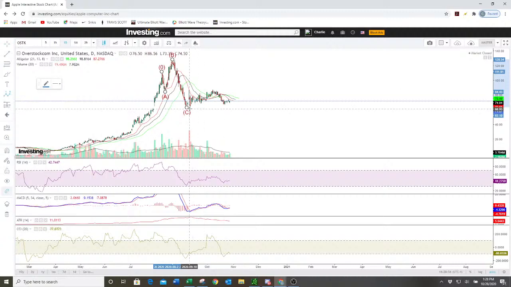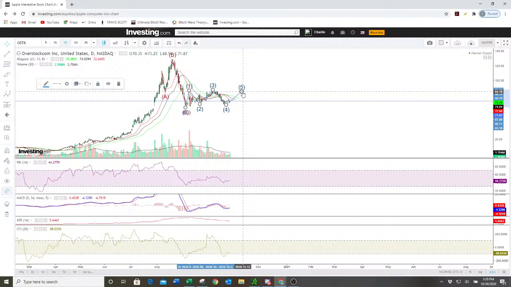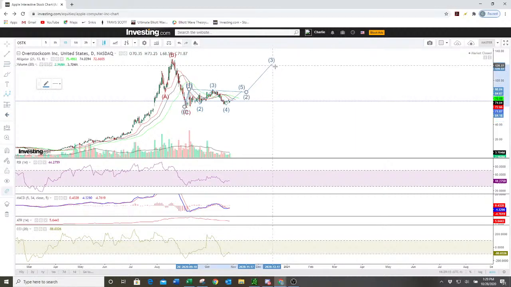diagonal. So we might have something like this, like a 1, a 2, a 3, and a 4. I know that isn't what follows the rules, but this is a very special situation. So that might be the first thing that's happening, and we might actually just have a longer wave 1, 2, and then a move up, 3, 4.